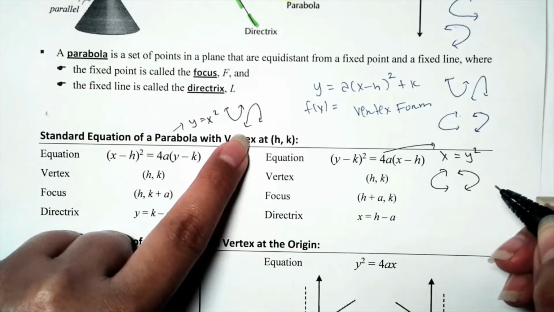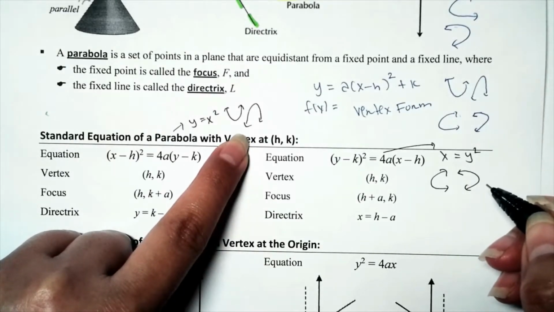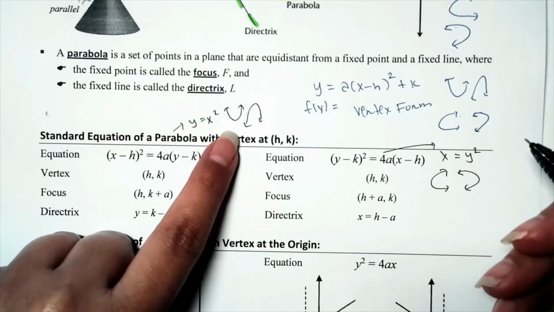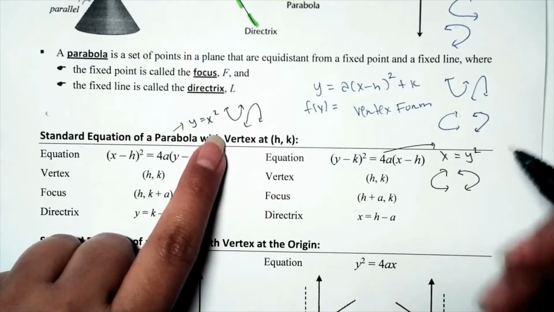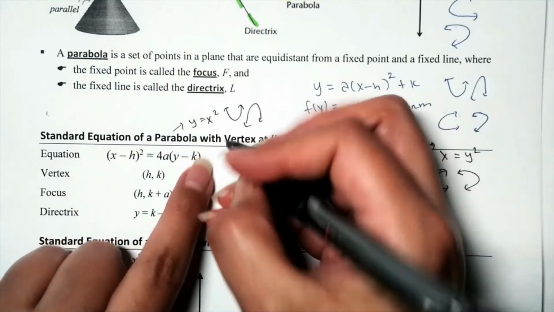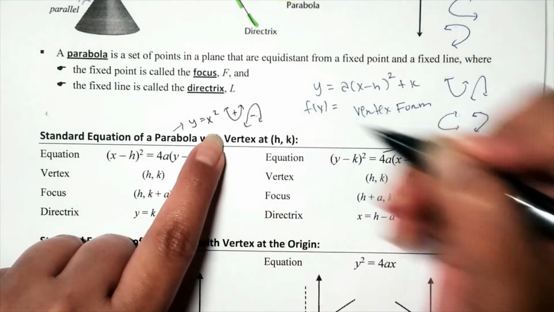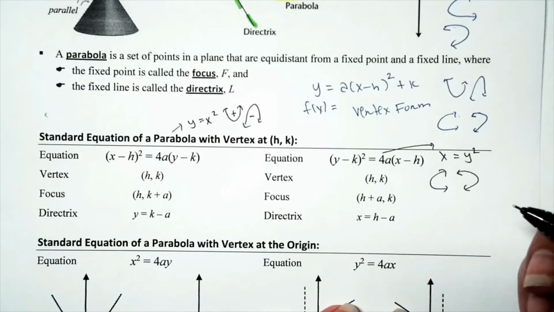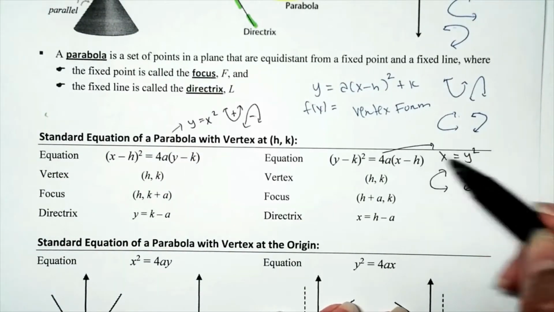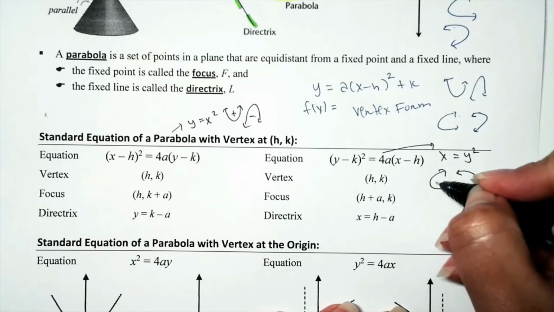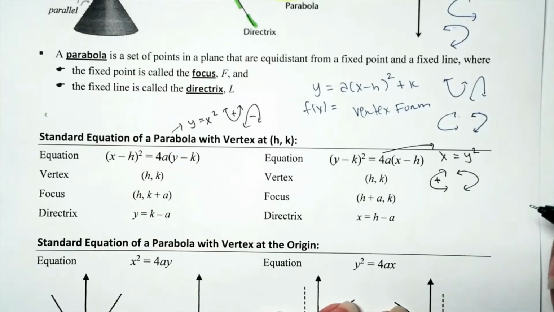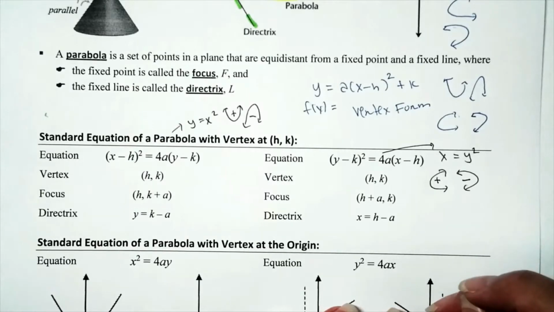The question is, how can we tell if it's going to open this way or that way? That is dictated by the value of a. For the ones that go up or down, if a is positive, the parabola opens up. If a is negative, the parabola opens down. For the parabolas that go sideways, if a is positive, the parabola opens to the right, and if a is negative, then the parabola opens to the left.